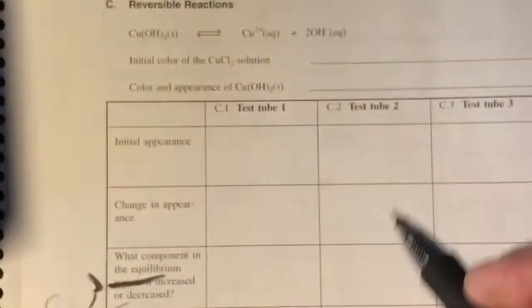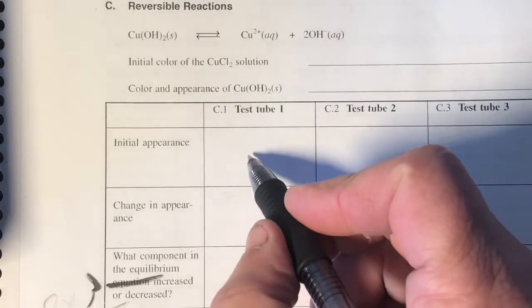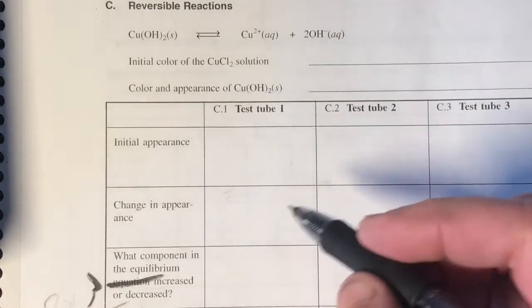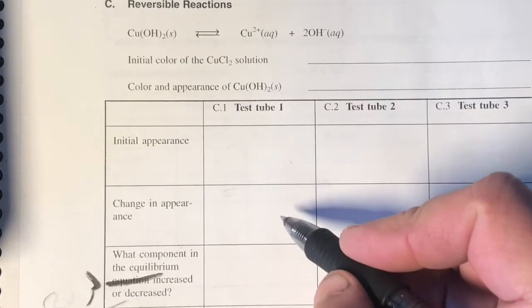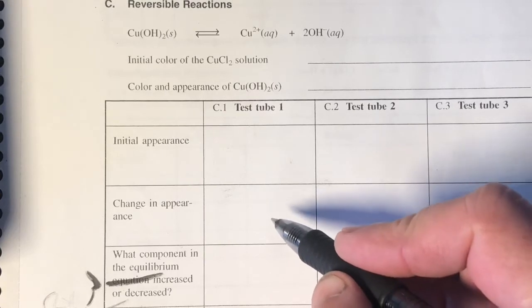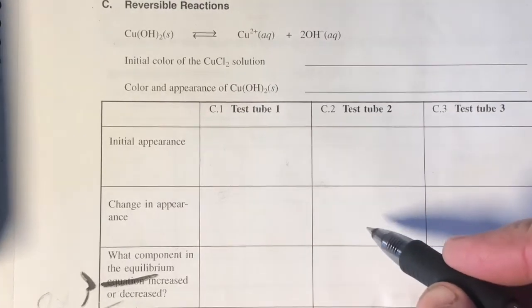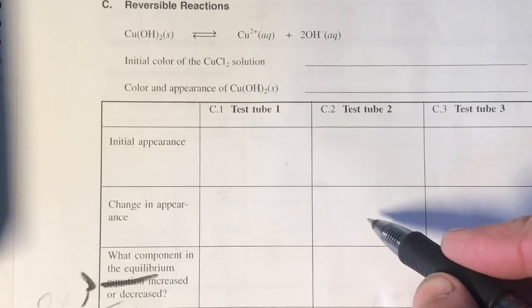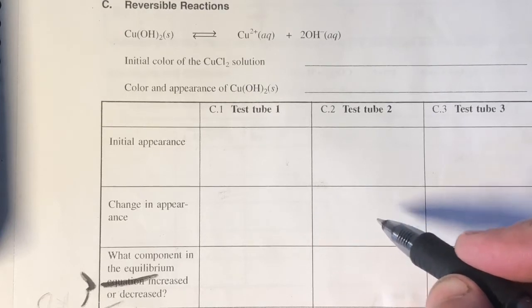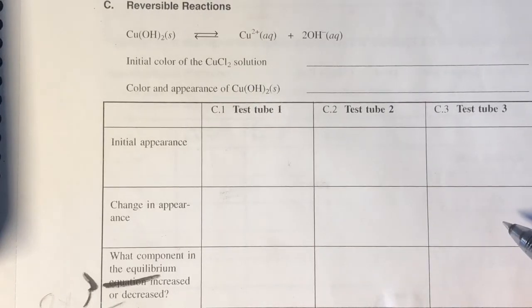So what we have then is the initial appearance was cloudy blue for all 3 of them. And the change that we should have seen for test tube 1 was an increase in cloudiness. Test tube 2 was a darker blue, but a clearing of the solution. And in test tube 3, the color got fainter and the solution got clearer.